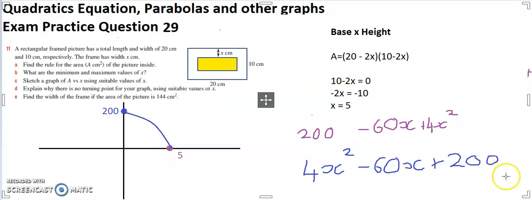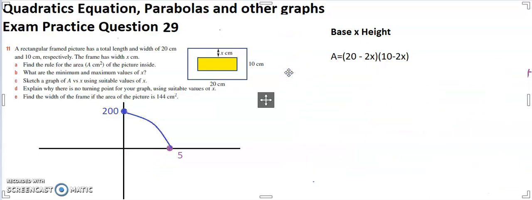Okay, so now we've got this, we then look at the next part. The next part states, explain why there is no turning point. Well, we can't have a turning point if it's going to go into the negatives. And likewise x can't be negative, so that's why it's only on the positive side. And area cannot be negative either.